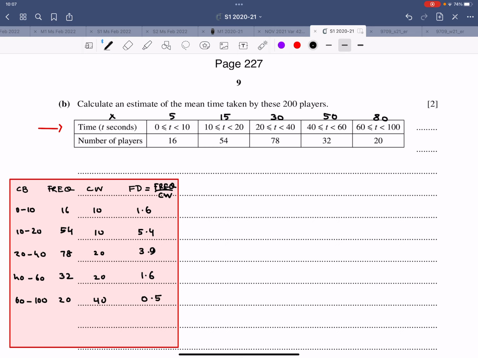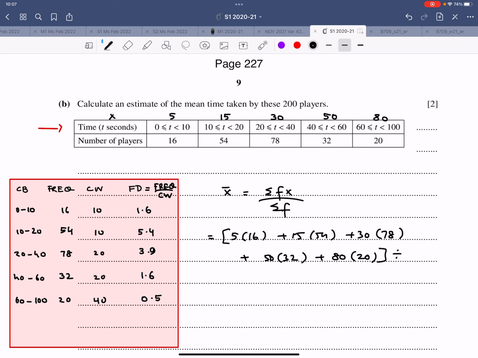X bar is sigma fx over sigma f, that is 5 into 16, 15 into 54, 30 into 78, plus 50 into 32, plus 80 into 20. Everything added together divided by the sum, that is 200, and then you get the answer. First 4SF, then 3SF.